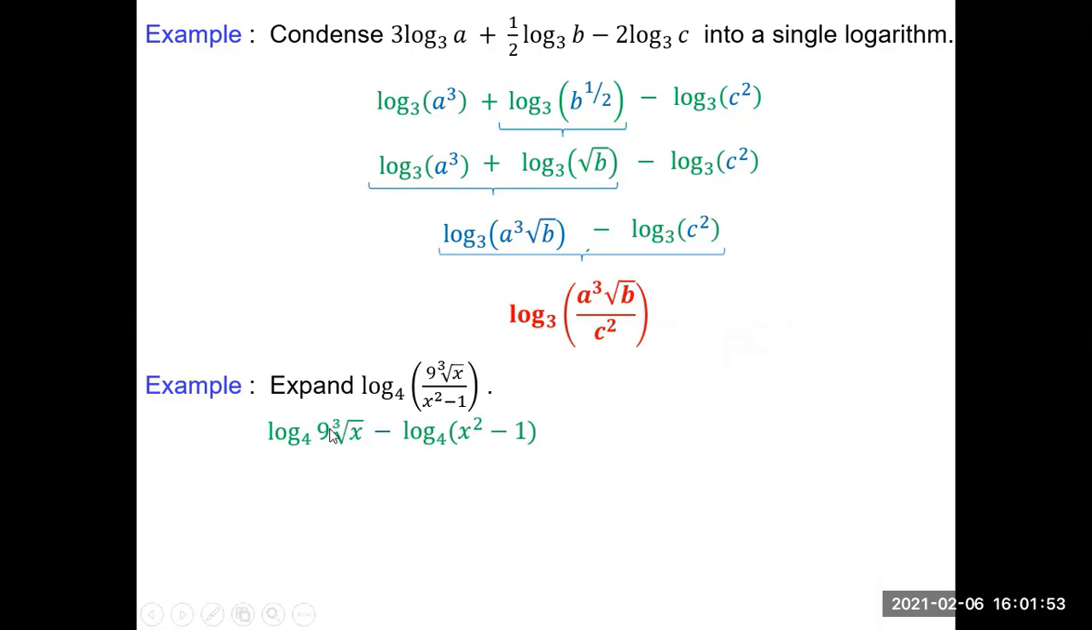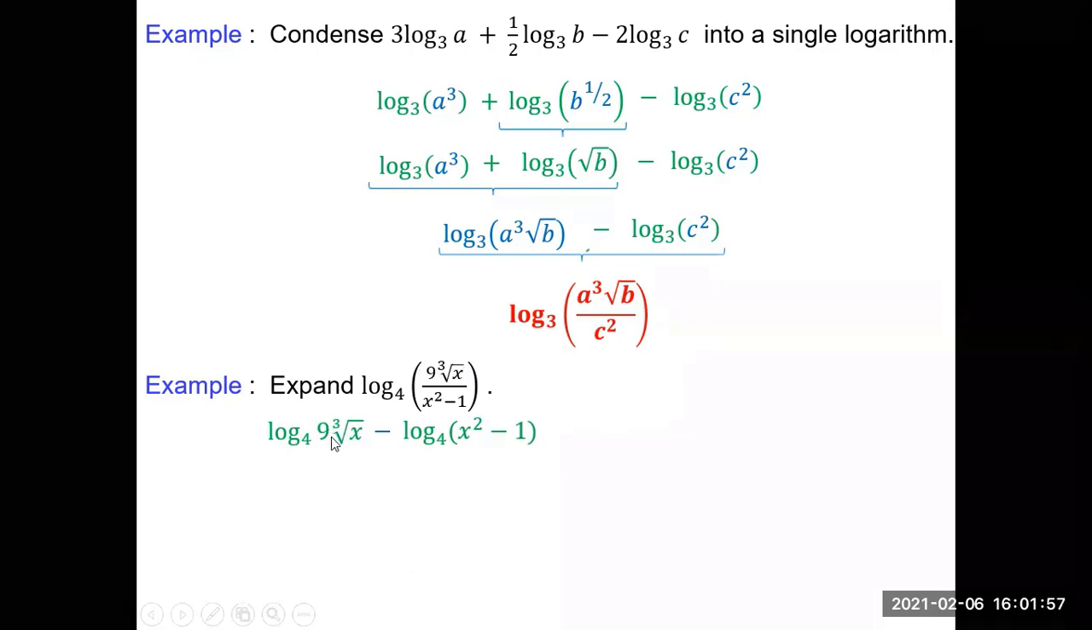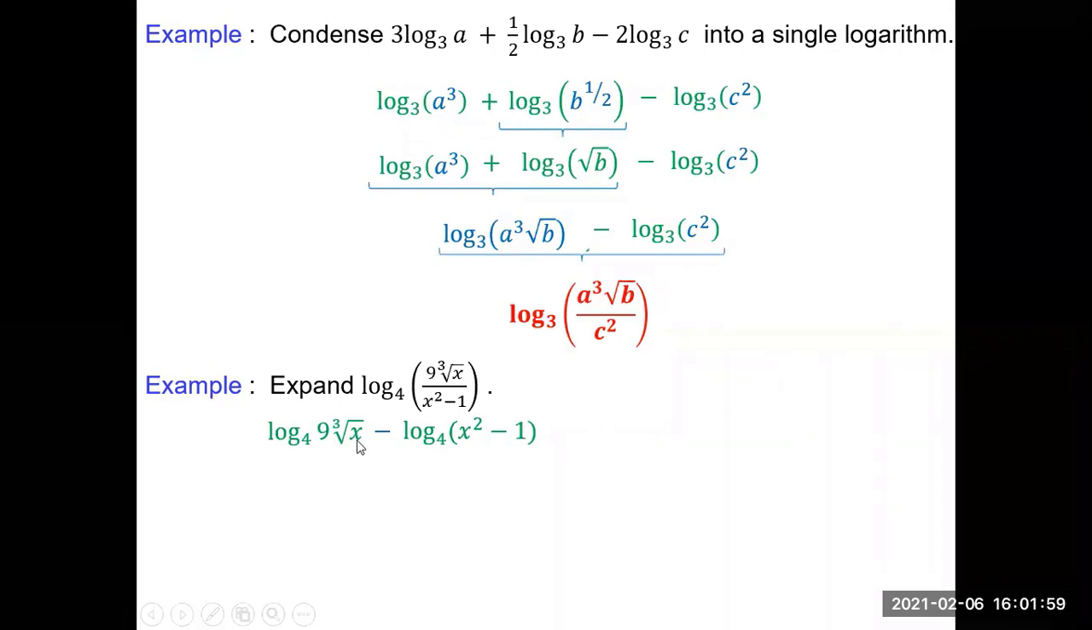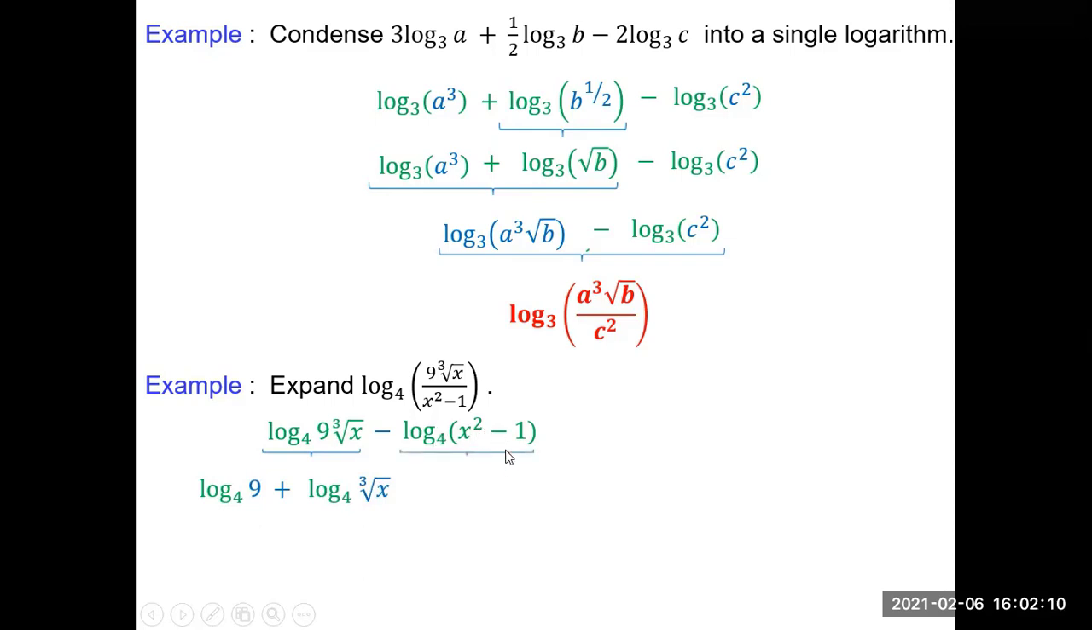Well, now I should recognize a couple of products here. For the first logarithm, I see 9 times the cubed root of x, which can actually be broken apart into a sum of 2 logarithms, minus, but now I should recognize the log base 4 of x squared minus 1 can be rewritten by factoring the argument. The argument is x plus 1 times x minus 1.